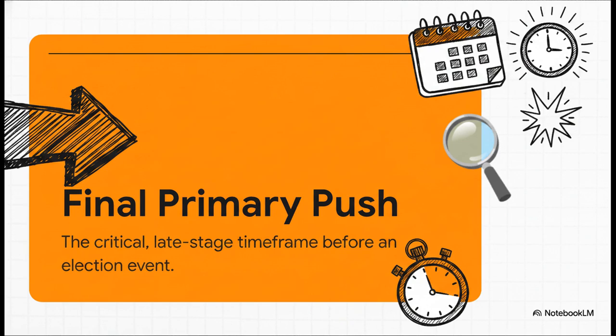And finally, we have the temporal context, the final primary push. This highlights the intense urgency implied by the word final in this primary timeline. Context is literally everything in the news. A surprise call in the middle of the summer, a whole year before an election, that means one thing. But a surprise call in the final push, that means something else entirely. It signifies a last-minute effort, a real climax of campaign activity where every single action carries heavily heightened stakes.